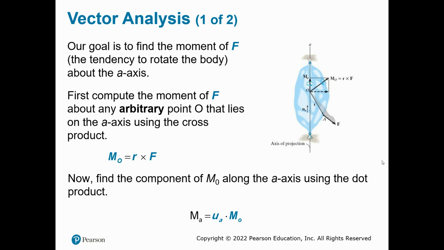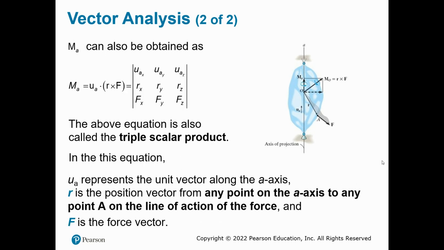The next thing is that we're going to find the moment along the a-axis using the dot product, ua dot Mo. When we put these together, we can also call it a triple scalar product. Ma equals ua dot parentheses r cross F. We're going to put this in the 3 by 3 matrix. Over here, ua represents the unit vector along the a-axis. r is the position vector from any point on that a-axis to any point A on the line of action of that force. And F is the force vector.